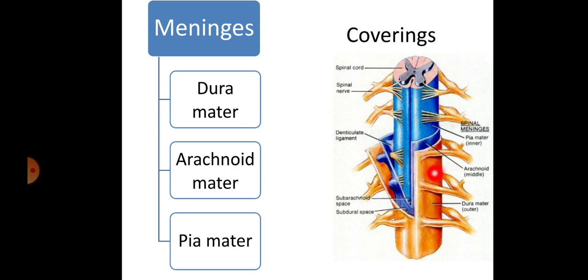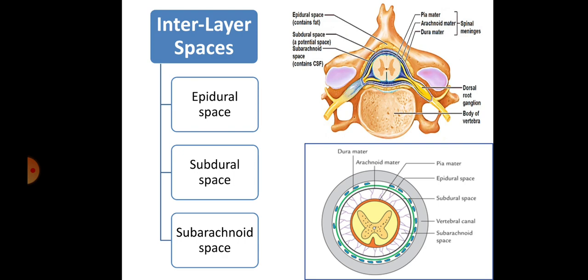Epidural space means outside or above the dura mater. Between the dura mater and the arachnoid mater is the subdural space, and this one is the arachnoid mater, and this is the pia mater. Between the arachnoid and pia mater there is a space. That space is called the subarachnoid space. In the subarachnoid space there is fluid. That fluid is known as CSF, cerebrospinal fluid.